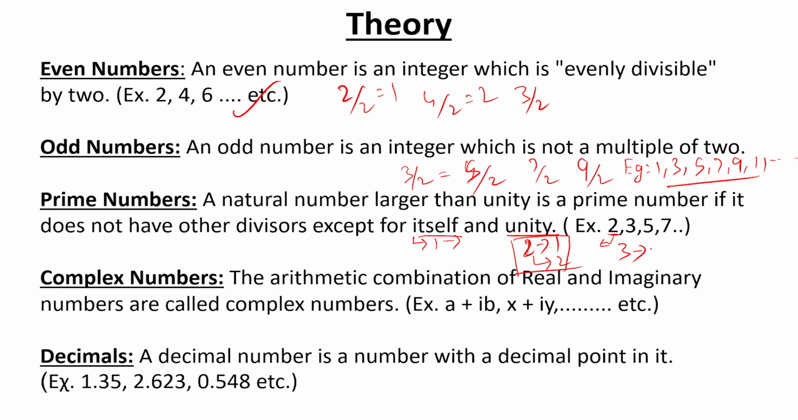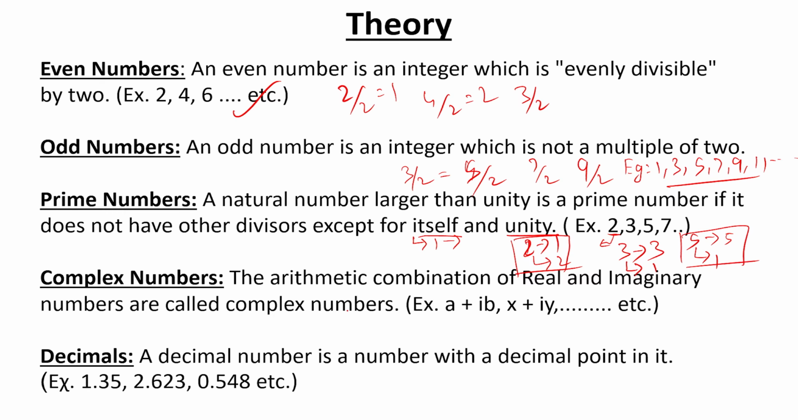Let us take 3 as an example. 3 can only be divided by itself and it can be divided by 1. So 3 is a prime number. Let's take 5. 5 can only be divided by 5 and it can only be divided by 1. So 5 is a prime number. Those are nothing but prime numbers.